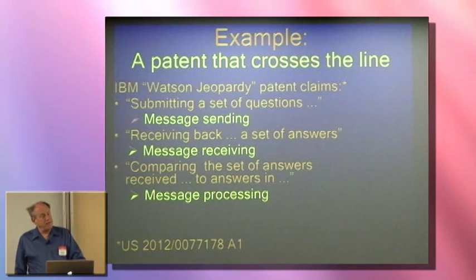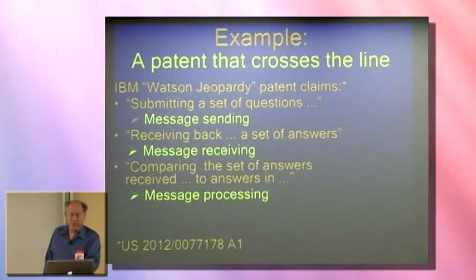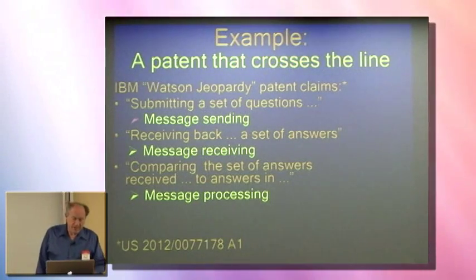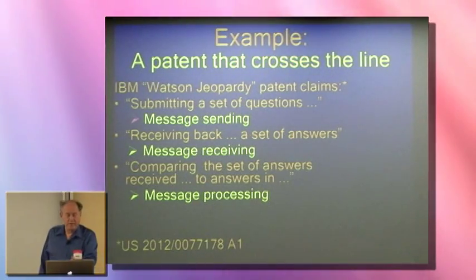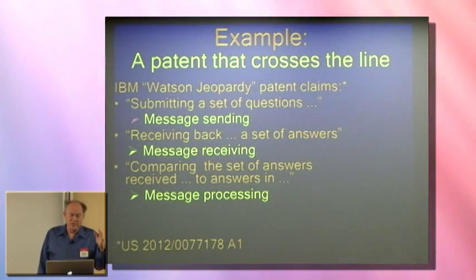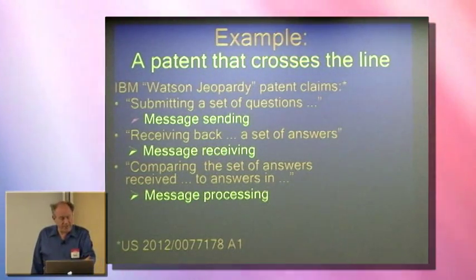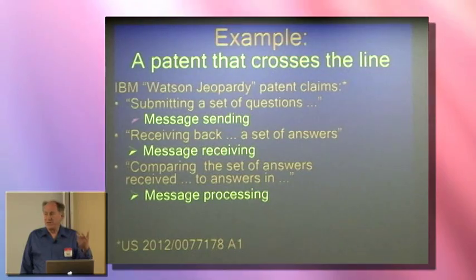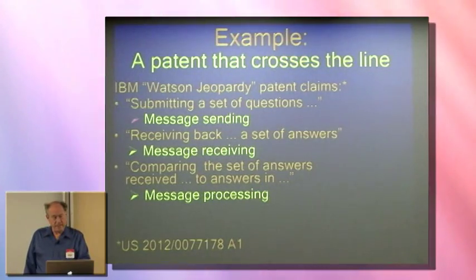They have a patent claim about submitting a set of questions. And I say, that's message sending. They have in their patent claim, this is a quote, receiving back a set of answers. I claim that's message receiving. They have comparing the set of answers received to the answers in. I claim that's message processing. So this is an example of how we're going to go about doing this.